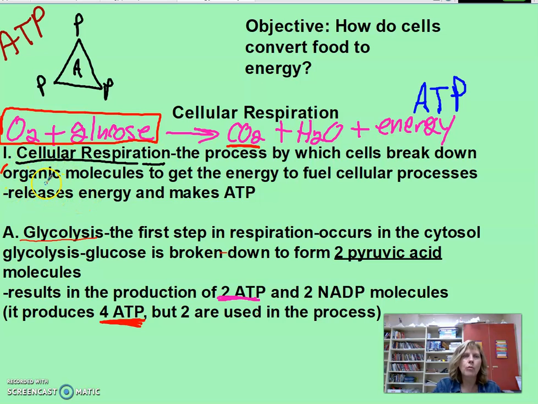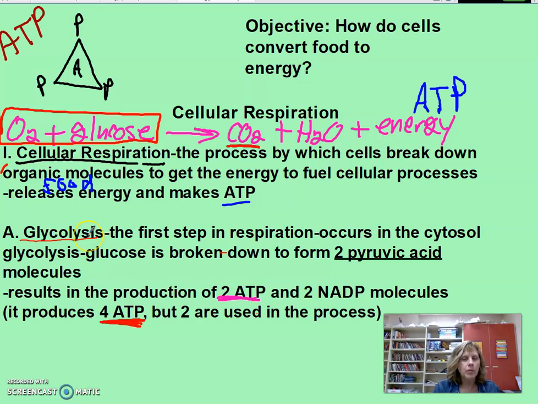The process as a whole really is about organic molecules like glucose, and for us as heterotrophs, it's about the food that we eat getting broken down, and we're going to harvest the energy from that food. We want to make ATP with that because ATP fuels those cellular processes. We don't live very long without ATP, and we need a lot of it. There's a lot of processes that require that.